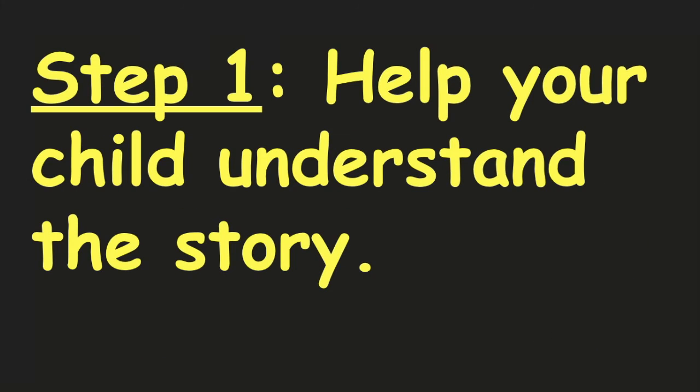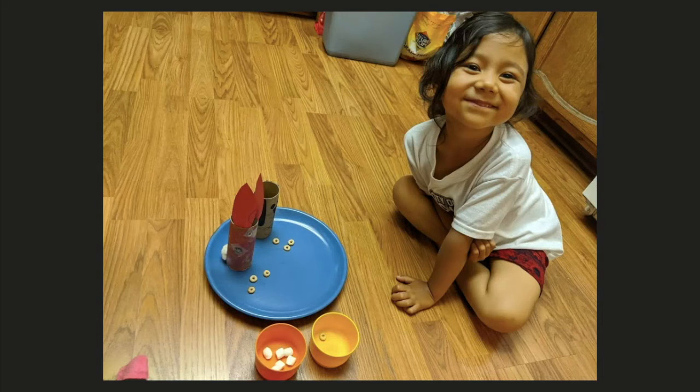Step 1. Help your child understand the story. Rather than showing your child what the story means, let your child show you by acting it out. It often helps to tell the story one part at a time, without any numbers first, and then let your child act out each part separately.